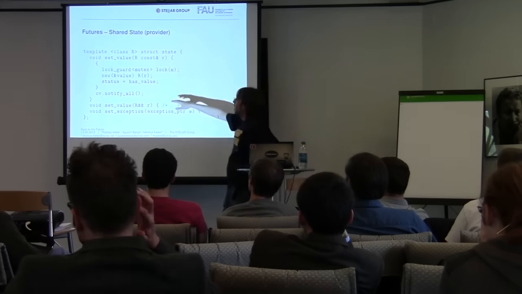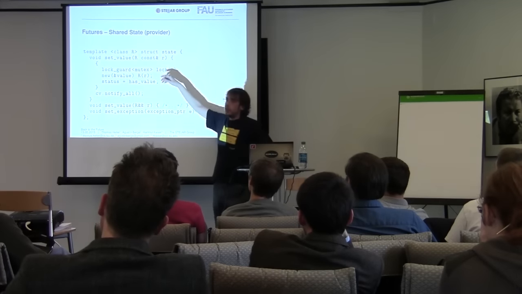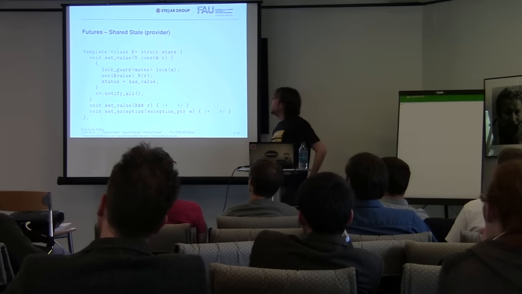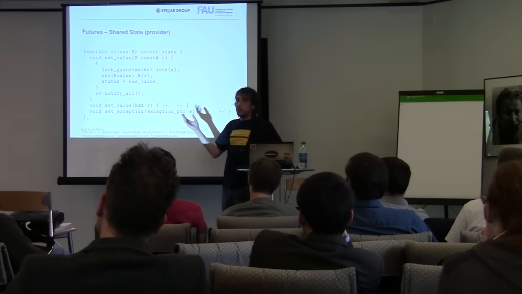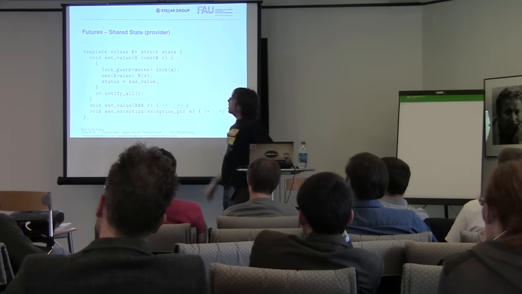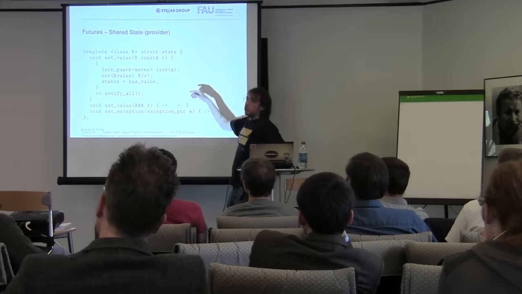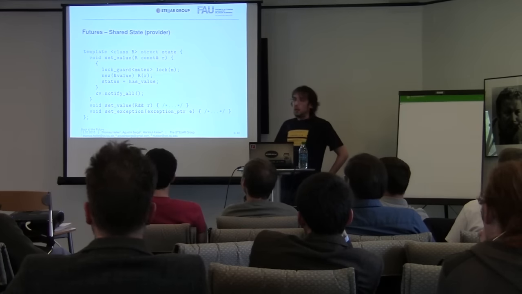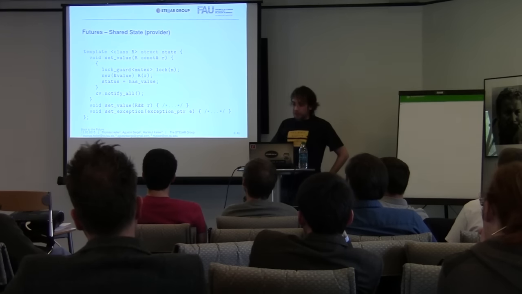Now, you may notice that I have these extra braces in here, this extra scoping. That's not accidental. When the future wakes up, if a future is waiting, it will try to grab a lock on this same mutex. So when we call notify all, first we want the mutex that we locked here to be unlocked so that the thread, when it wakes up, can grab a lock on the mutex. Otherwise, it would go back to sleep again.